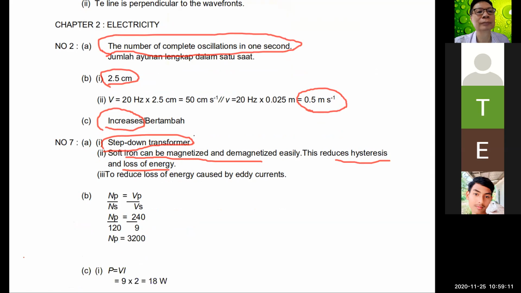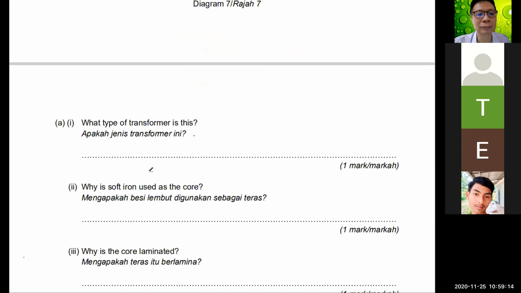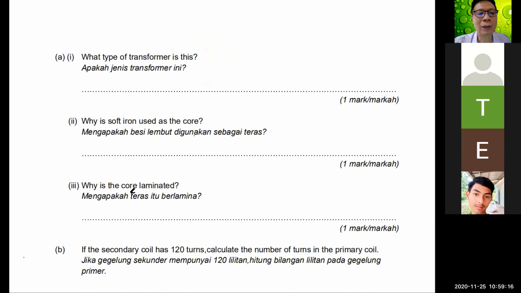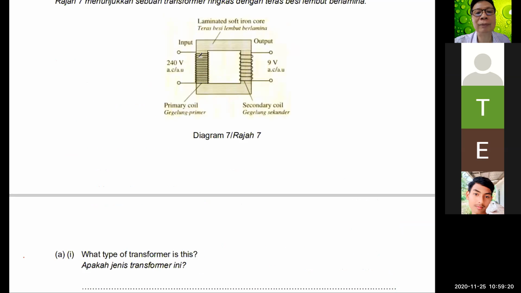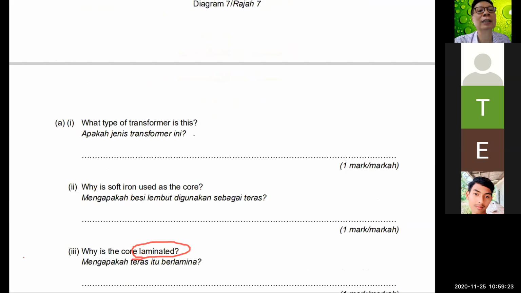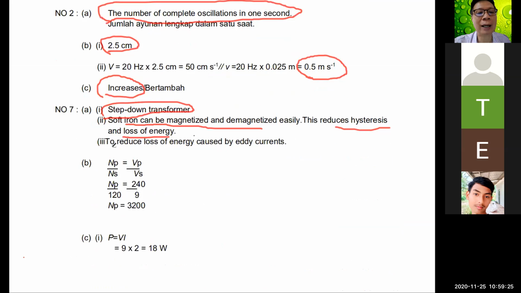The next question: why is it laminated? Why need to laminate? Laminate means layers. The answer is to reduce the eddy current. Reduce loss of energy caused by eddy current. Jot down quickly: reduce energy loss due to eddy current.